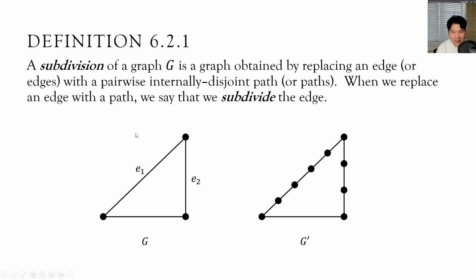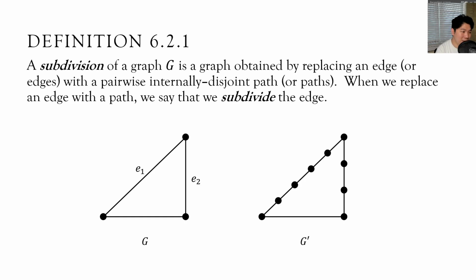So here I have a very quick example. On the left I have G, and I labeled the edges E1 and E2. Notice on the right, it looks like I replaced E1 with a P4 path, that is the path with 4 vertices. And I replaced E2 and then subdivided it into P2, that is the path with 2 vertices. So this is what we call a subdivision.